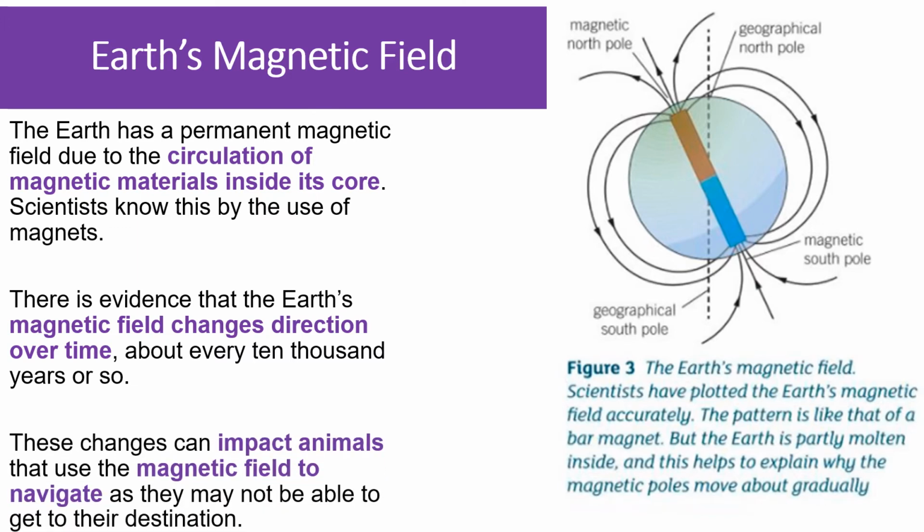And these changes impact animals that use magnetic fields to navigate. If we think about birds migrating, or bats, or some of the other animals that migrate across the world in order to find a mate or to experience warmer weather at the equator, they will use the Earth's magnetic fields as a navigation system.